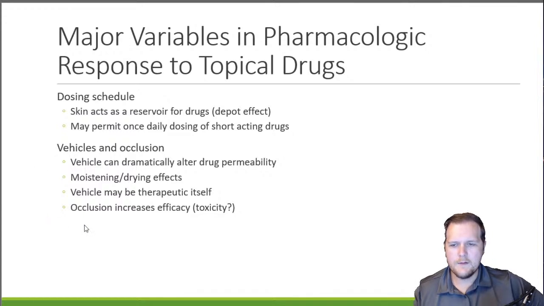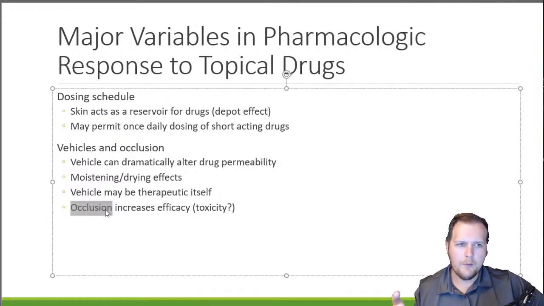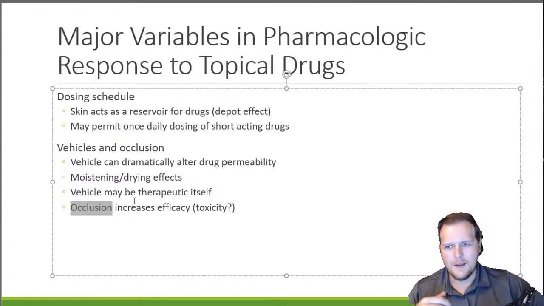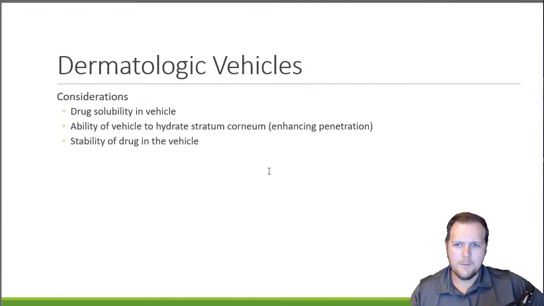Also, the more occlusive something is, so for instance, if I were to apply a cream or a lotion to the skin, and then wrap a bandage around it, or a plastic wrap or something like that, that increases that occlusion because it keeps the drug there for longer and may lead to better effects, but also can lead to toxicity in some cases. So you may need to be thinking about that sort of thing. Also to consider is what's the solubility of the drug in the vehicle. If it's not soluble, then it's not really going to get good absorption. How hydrated is that stratum corneum, and how hydrating is what I'm using.